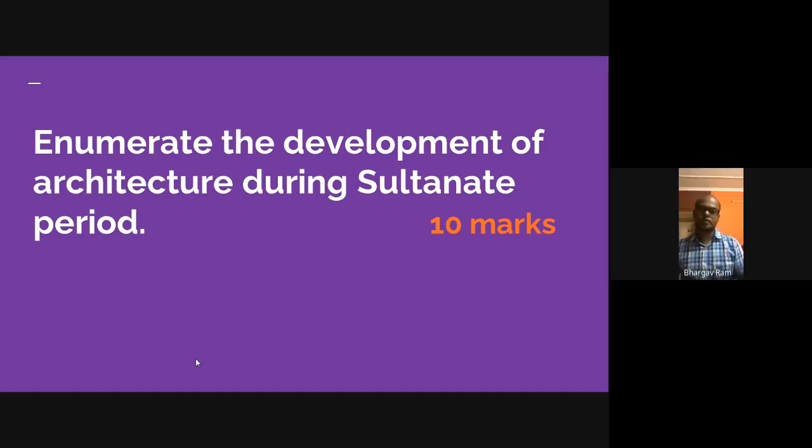Anyone of you, enumerate the development of architecture during the Sultanate. Sir, Indo-Islamic architecture came into existence during this period. Fine. Next, they added different elements like towers, domes, arches, and tombs. I mentioned Qutbuddin Aibak built the Qutub Minar, and Iltutmish, and then the Tughlaq period, some important constructions.